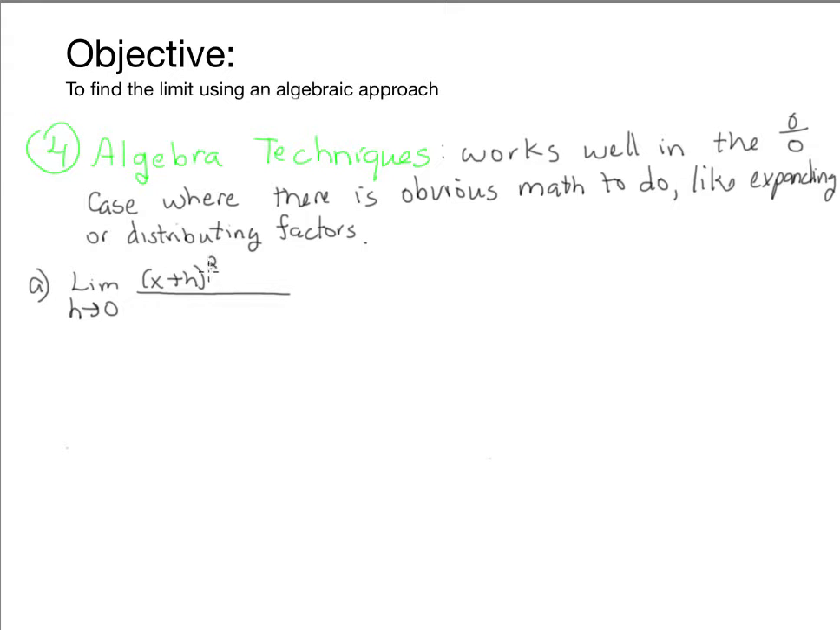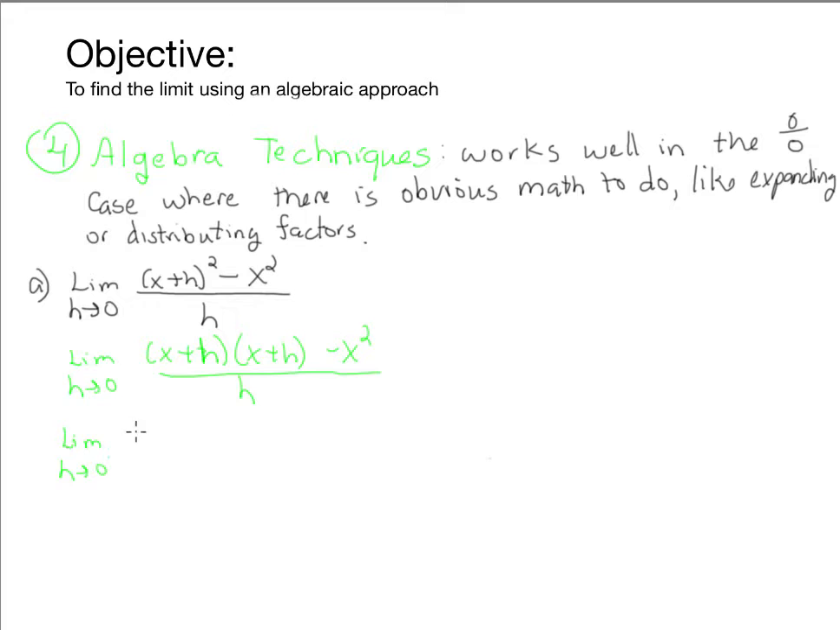Okay, example A is a very good example of one that you're going to use the algebraic technique for. It just kind of screams out that you need to do some algebra. First thing, I tried plugging in every h with 0 and I end up with x squared minus x squared, which is 0 over 0. And so now I'm just going to expand this out. I need to figure out what x plus h quantity squared is.